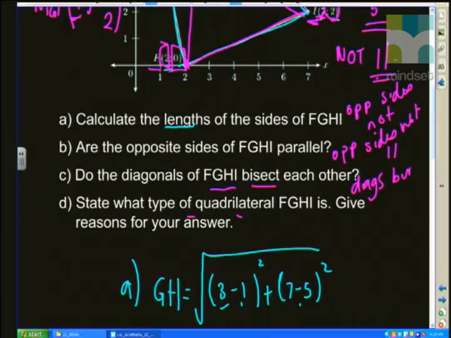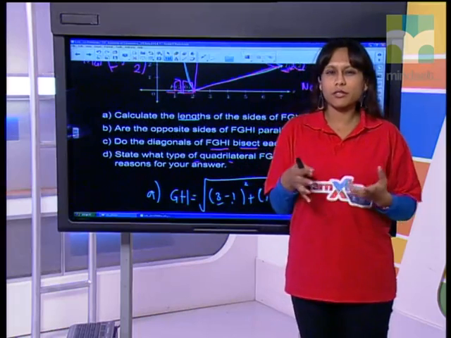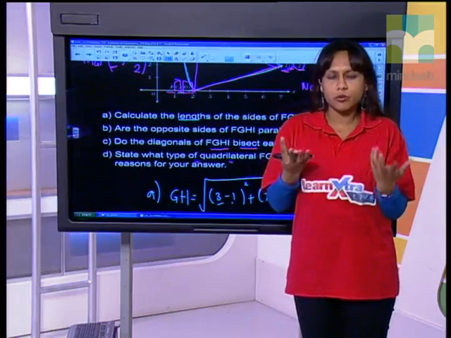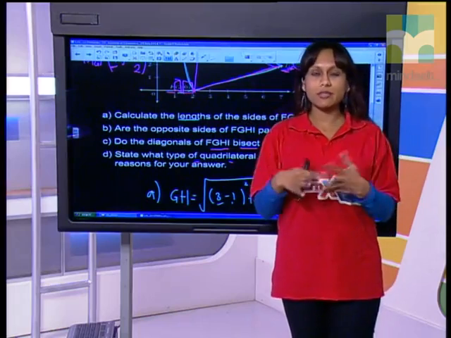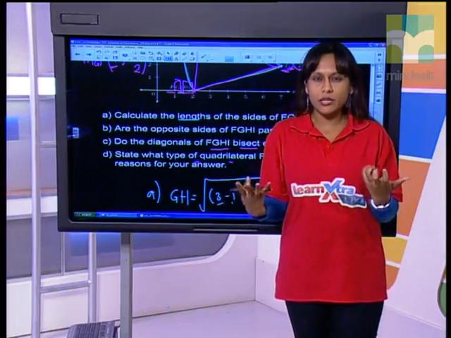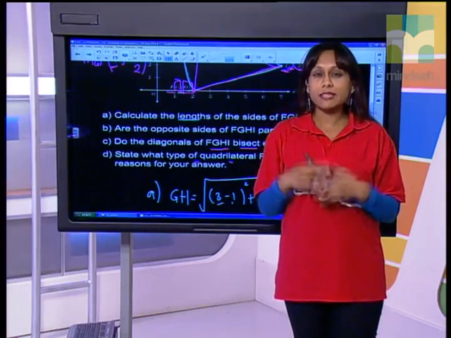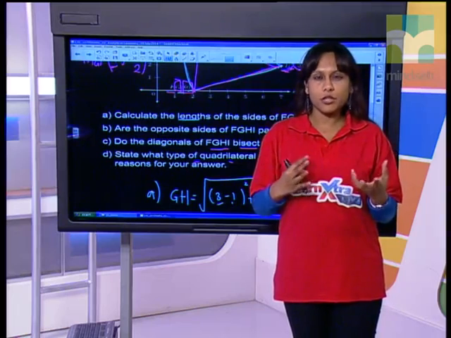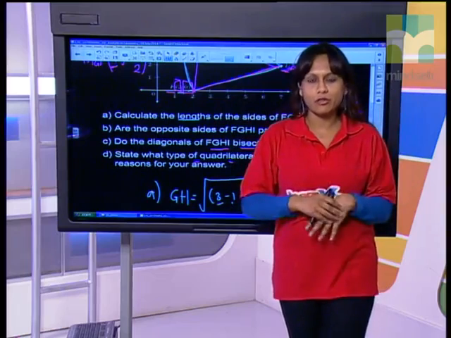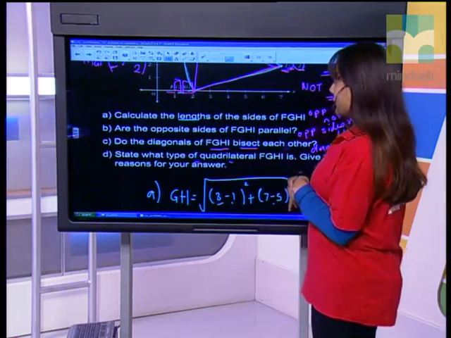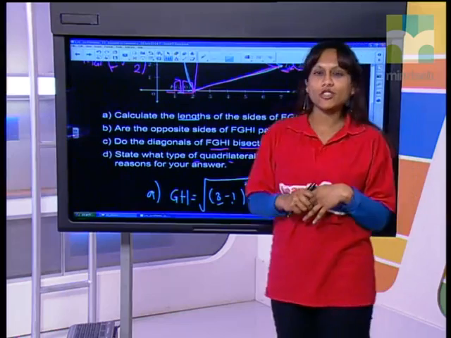So we already see that there's really nothing special enough about this quadrilateral to fall into the definitions of the special quadrilaterals we've done: squares, rectangles, parallelograms, and the rest of it. So therefore, this is just an ordinary quadrilateral, and the reason for it is it doesn't have any of those special properties that we associate with a special quadrilateral. So it's just an ordinary quadrilateral, this one, FGHI.